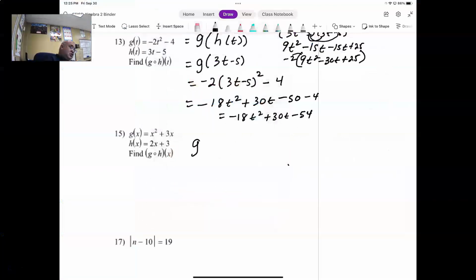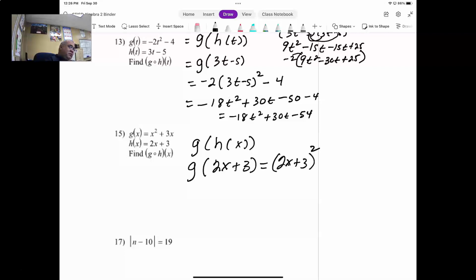So we're going to find g of h of x. So we have g of h, which is 2x plus 3, equals g is x squared. So it's 2x plus 3 to the second power plus 3 times 2x plus 3. So I have to do the FOIL method for 2x plus 3 times 2x plus 3, because it's squared.